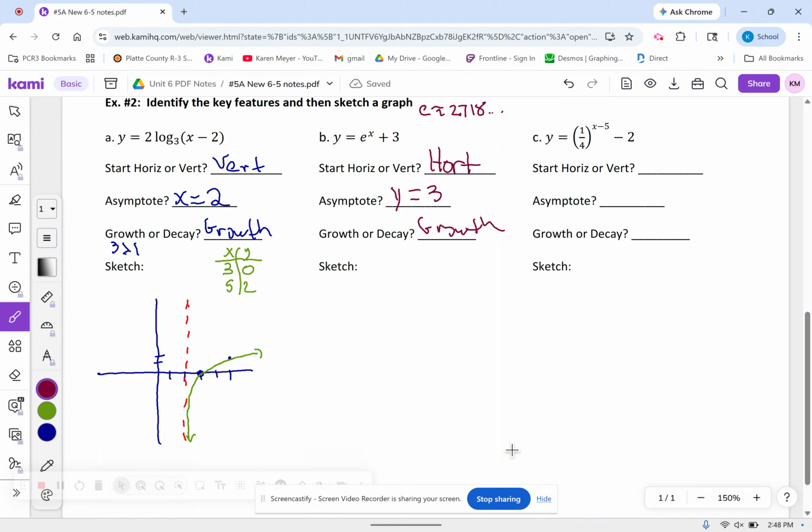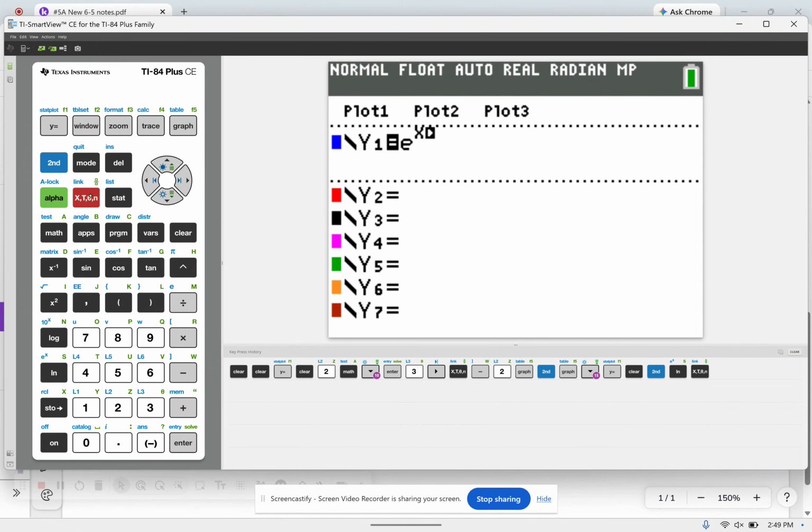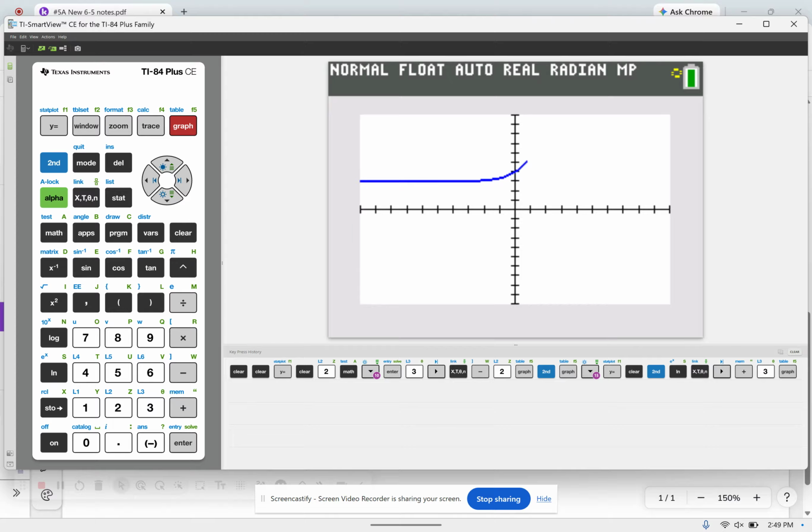Okay, so now we're going to go to our calculator. Okay, y equals, we're going to clear this out. To get e, we're going to do second ln. And then we're going to type x. We're going to arrow down. And then we're going to go +3. So we're going to hit graph. And then you're going to notice, here's our picture.